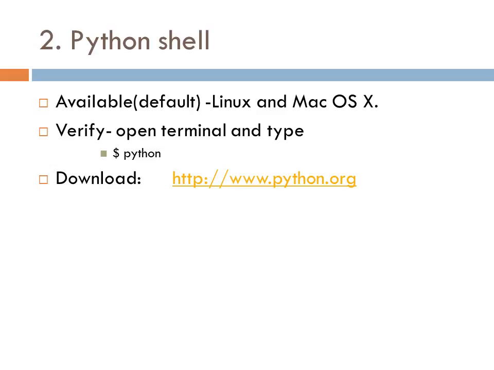Next we will see how to write Python programs by using the Python shell. In order to write Python programs in the Python shell, you have to install it in your system. By default, in Linux and Mac OS systems, the Python shell comes installed. To check whether Python is installed or not, open your terminal and type the command python. If it is already installed, it will display the Python shell. If it does not display, then you have to download Python from www.python.org.